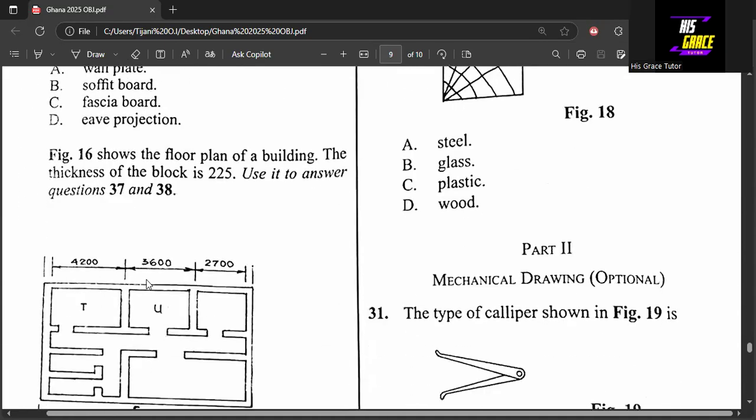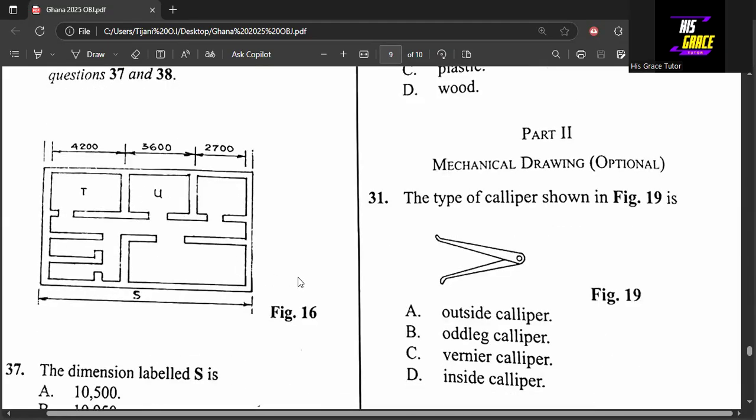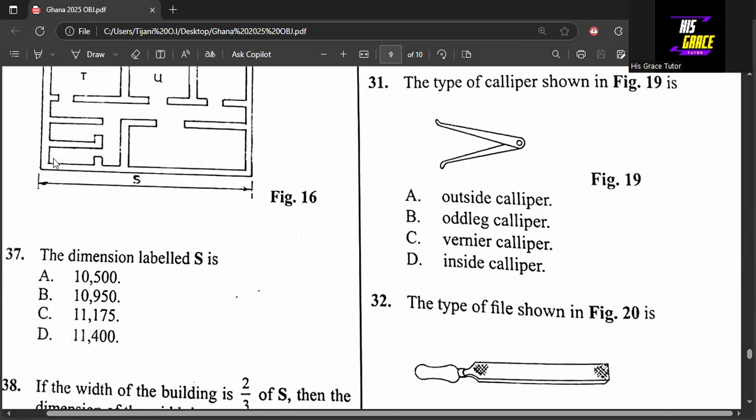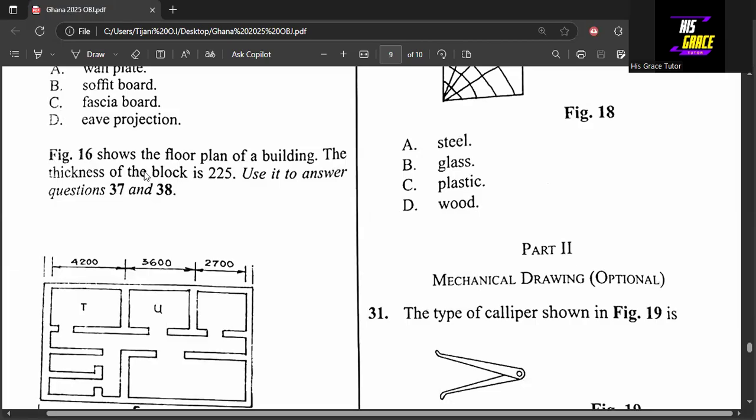Okay. Then questions 37 and 38, we make use of this diagram to answer them. Question 37 says that the dimension labelled S is, so you have to look at what we have here because the thickness of this wall is given as 225. It is here, so you need to read this first.